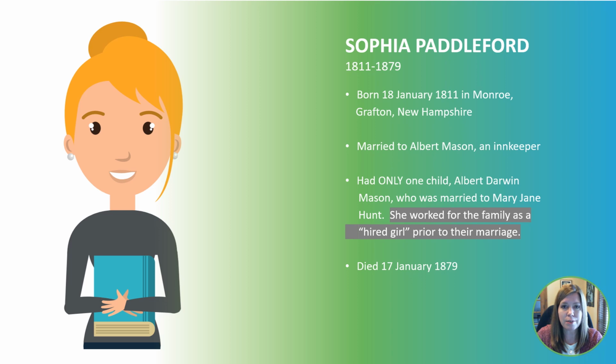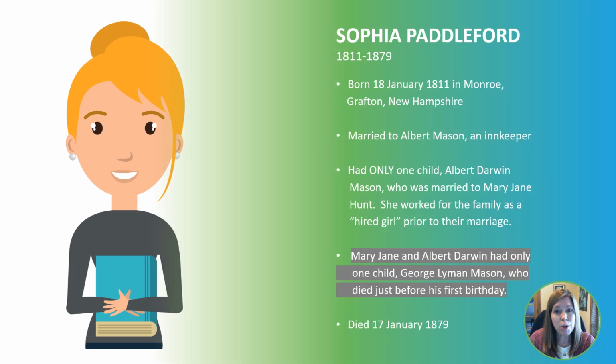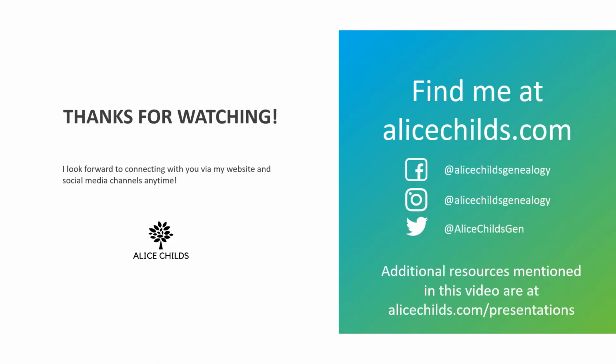of her parents. The history book we found showed that Mary Jane and Albert had only 1 child who died just before his first birthday. With his death, Sophia's line ended. If I don't tell her story, who will? By finding and attaching records, I was able to document her life and connect with her. I am so happy to be able to add Sophia's story to my family narrative.